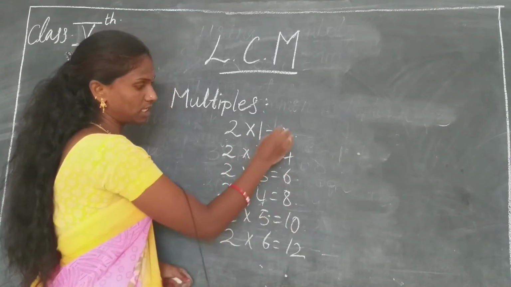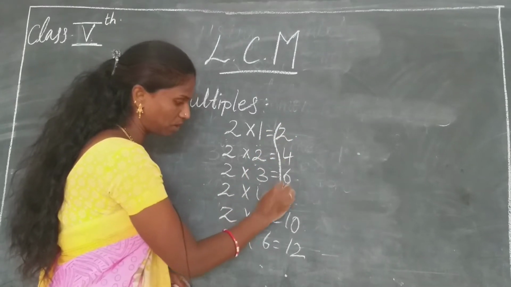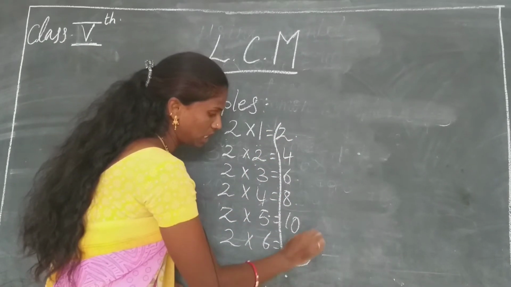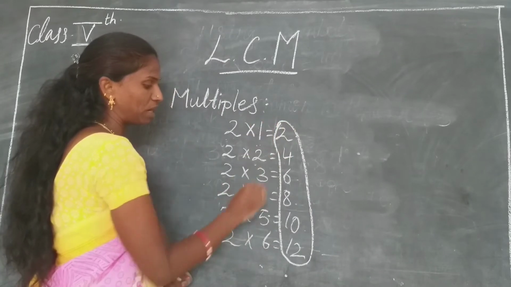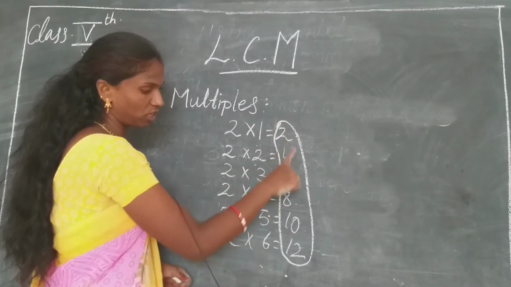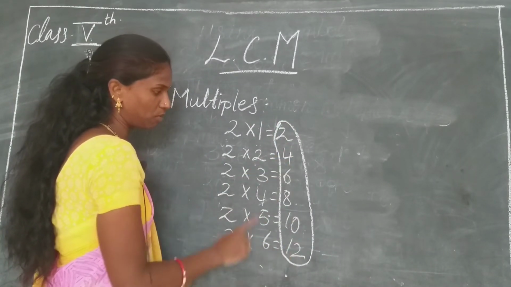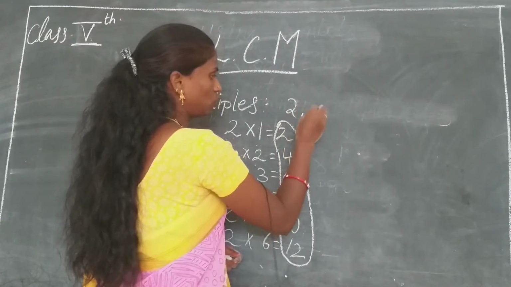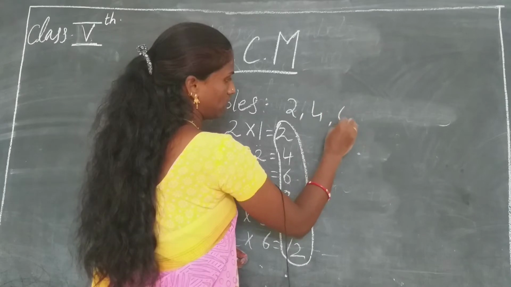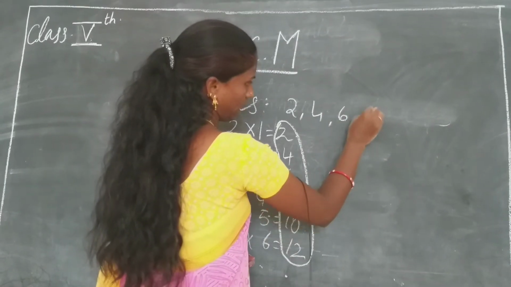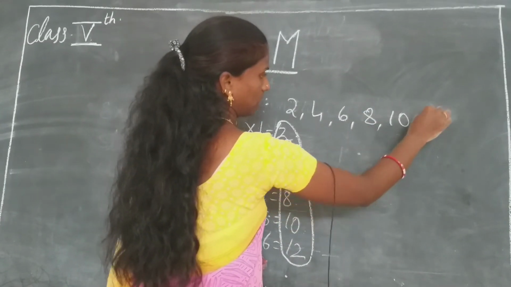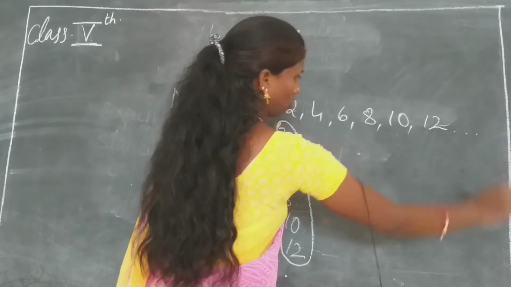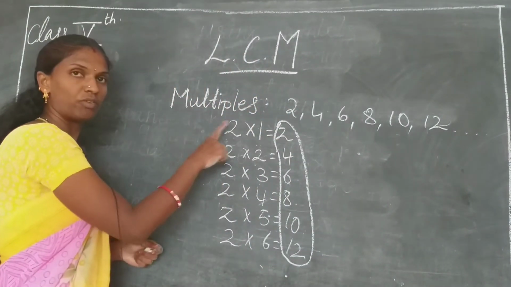So what are these? The numbers which we get when we multiply 2 with 1, 2, 3, 4, these are the multiples of 2. The multiples of 2 are 2, 4, 6, 8, 10 and 12 and so on. So these are the multiples of 2.